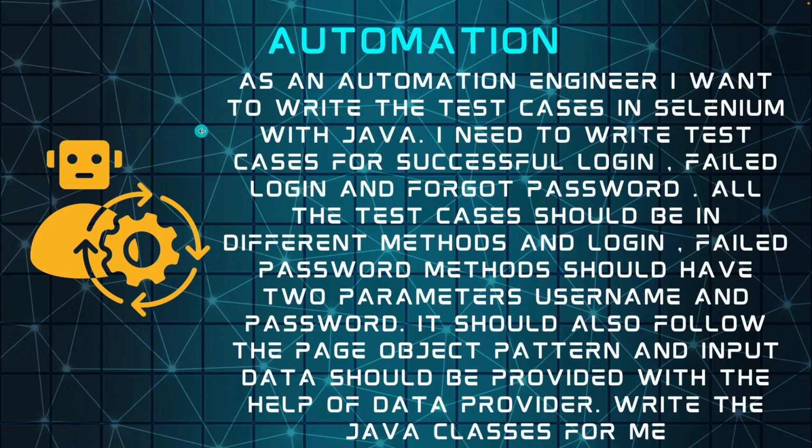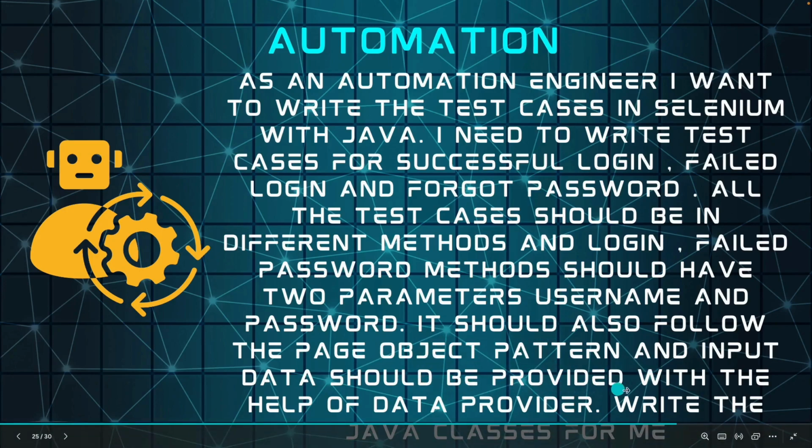As an automation engineer, I want to write the test cases in Selenium with Java, and I need to write the test cases for successful login, failed login, and forgot password. These are three different scenarios, and all the test cases should be in different methods, and the login, failed login, and forgot password methods should have two parameters, username and password. It should also follow the page object pattern, and input data should be provided with the help of a data provider.